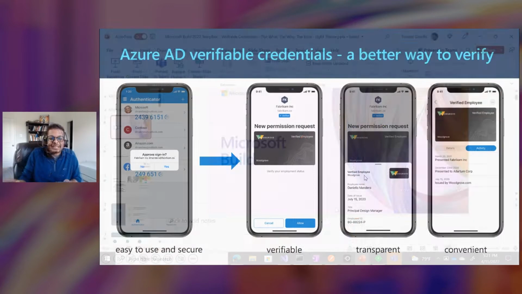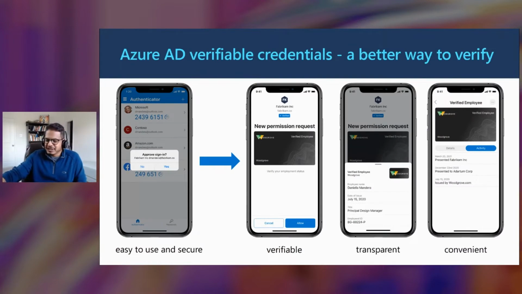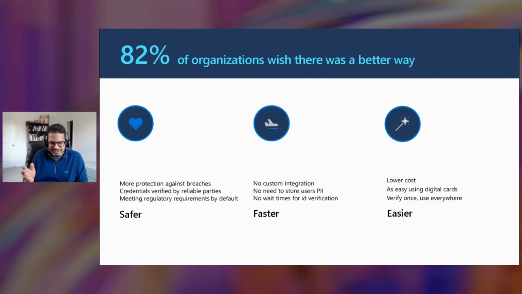So hopefully this gives you an idea about the promise that is made in terms of being secure and safer, wherein all the data is stored in your own wallet, so the data resides with the user. Faster: we had no custom integrations required at all, like setting up federation or any sort of SSO. Easier, definitely. The user has one credential that he's using across the different websites.